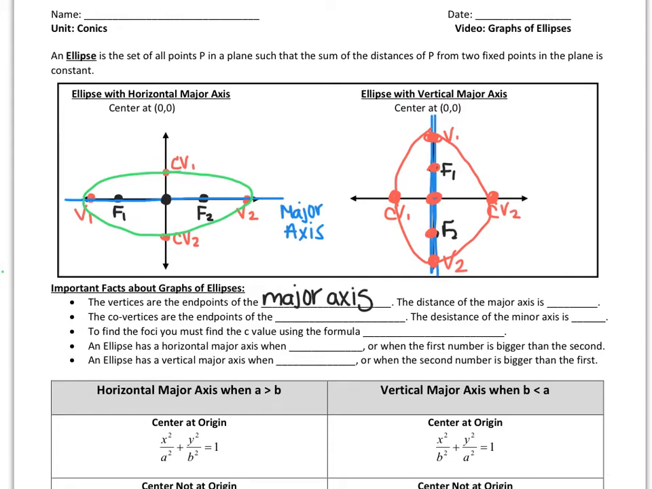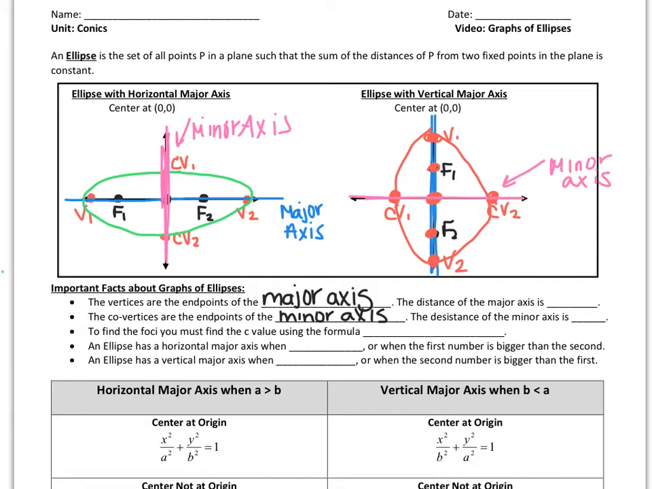Okay, and then we say our covertices are the endpoints of something that I'd like to call our minor axis. So I'll show you here, this is my minor axis, okay? And then this one would be my minor axis. So the covertices are the endpoints of the minor axis.